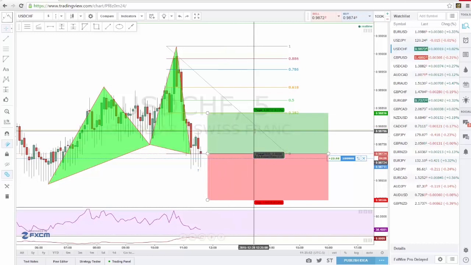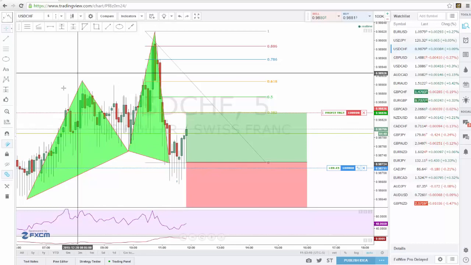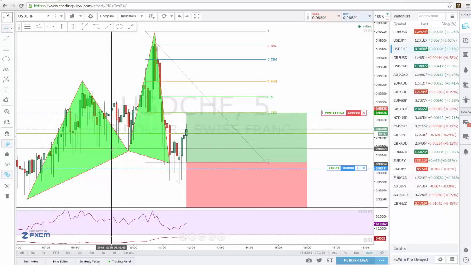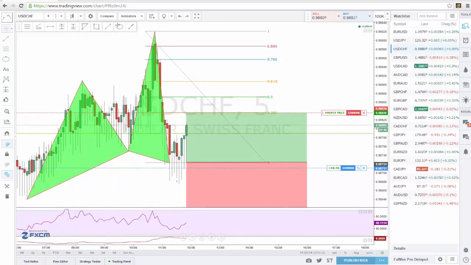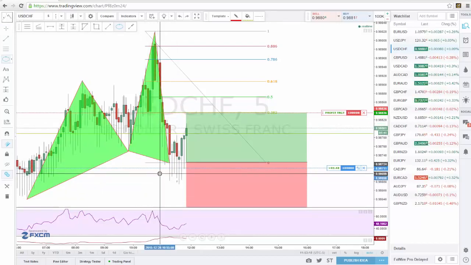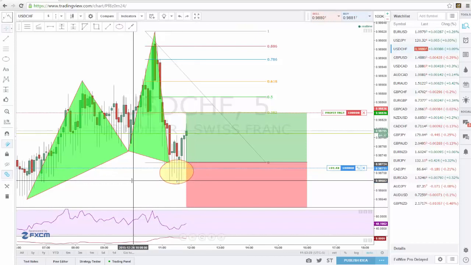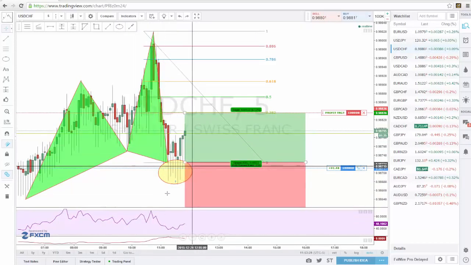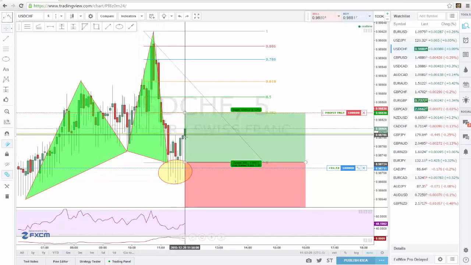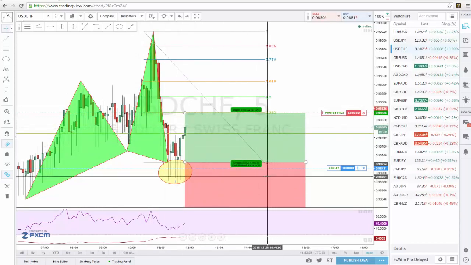I'll be back soon. As you can see guys, a little more than halfway to targets on this cipher pattern on the dollar Swiss. And what I really like about what the dollar Swiss did at the cipher pattern entry is all of these really long candle wicks we put in right at the cipher pattern entry, and that makes me feel pretty good about this trade. So I'll keep you updated the closer we get to targets.